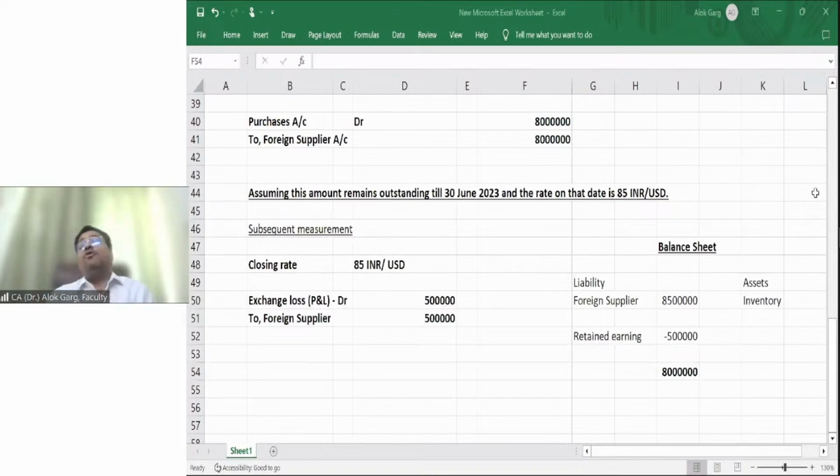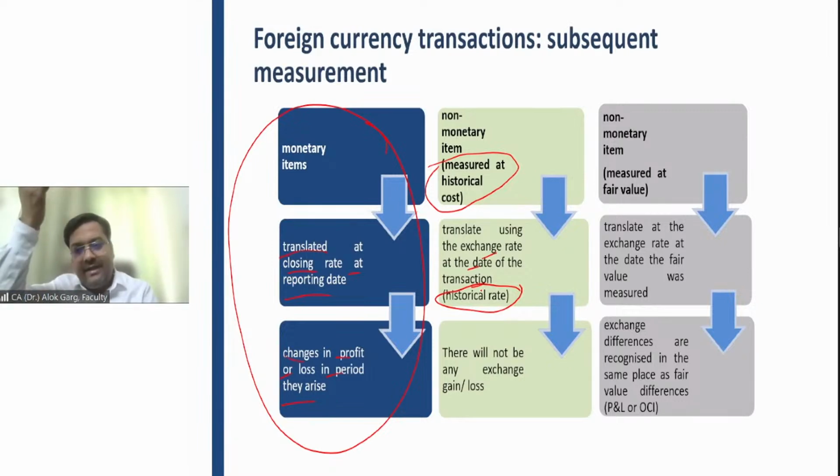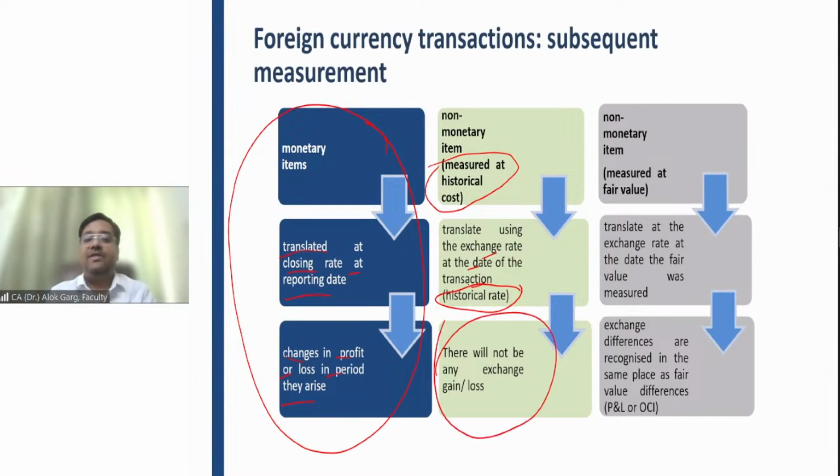Sir, now what about non-monetary item? I have told you, non-monetary item is measured at historical cost, means there is no restatement, nothing. It has to be measured at historical rate. Translate using the exchange rate at the date of transaction, which is historical rate. So again, this inventory you have to translate at the historical rate. You have already recorded it at 80, so if you translate at 80 again, the difference will be zero, 80 minus 80 is 0. So of course there will not be any exchange gain or loss for a non-monetary item.